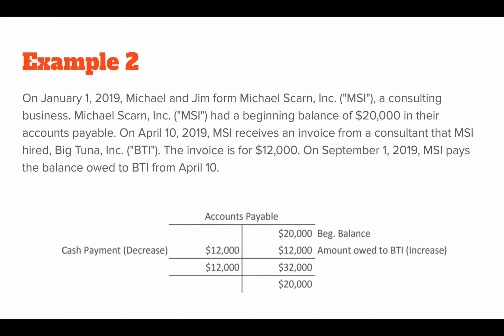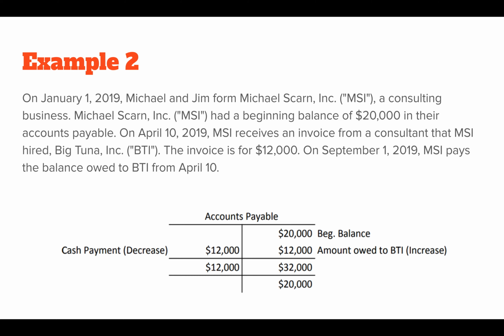So the beginning balance is on the credit side because it is a credit balance account. On April 10, 2019, we're going to increase the liability because we have an obligation to pay Big Tuna for providing services to us. We increase the liability with credit. A credit entry increases accounts payable with a normal credit balance.